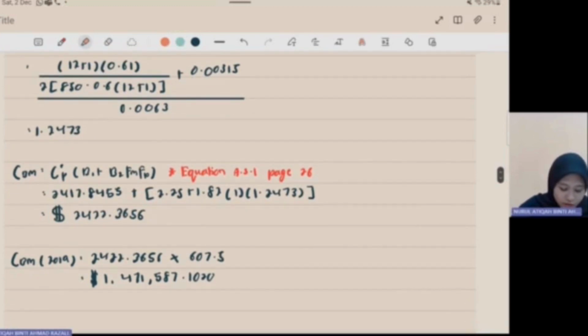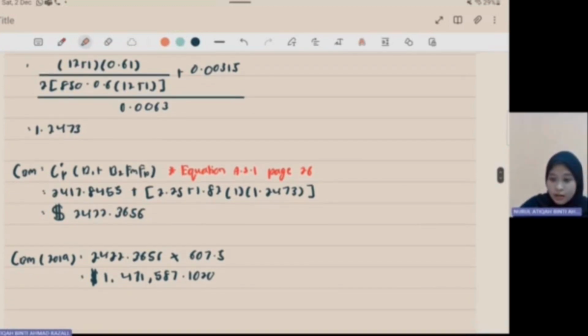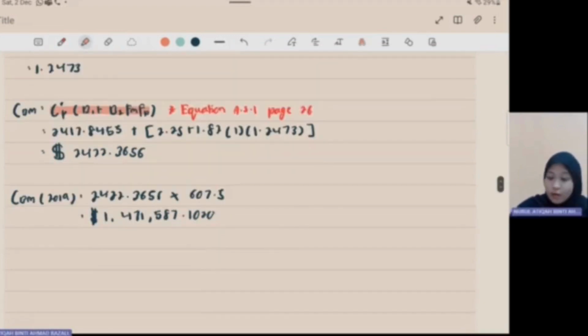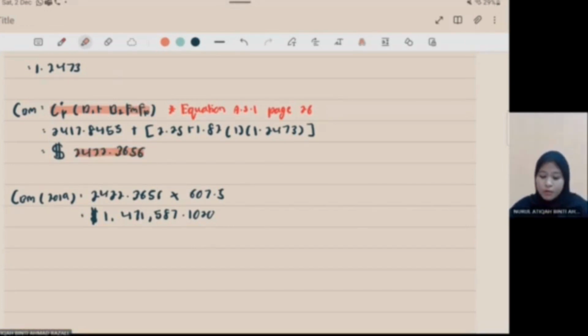Finally, using the equation from A.3.1 on page 26, key in the values of C naught P, B1, B2, FM, and FP in the equation that we acquired before this. So the answer is $2,422.36, 36.56.